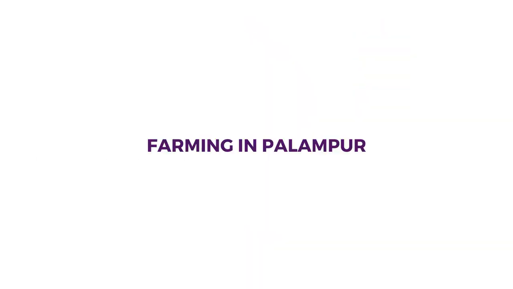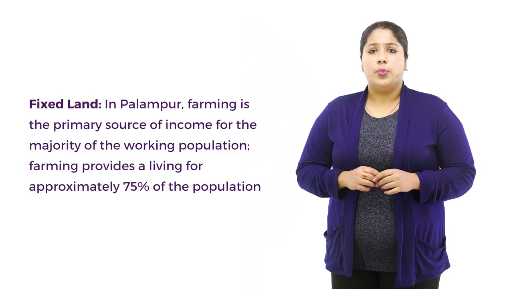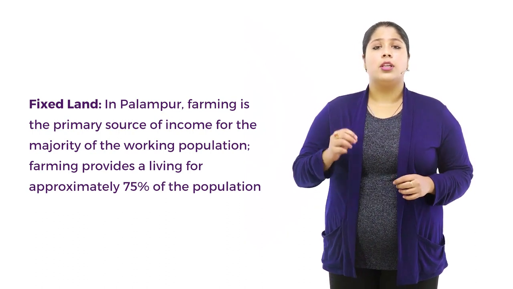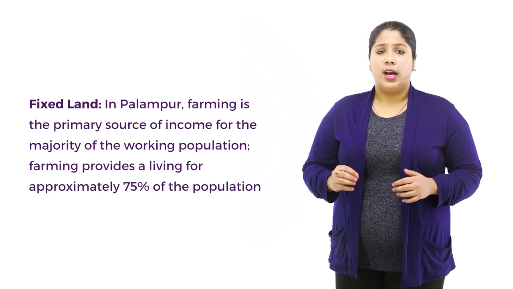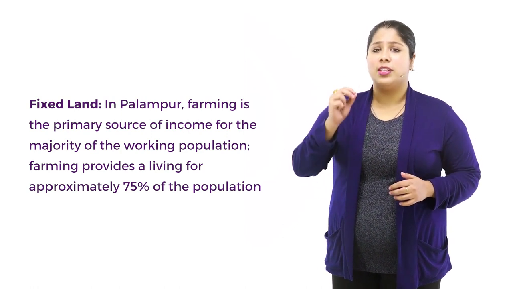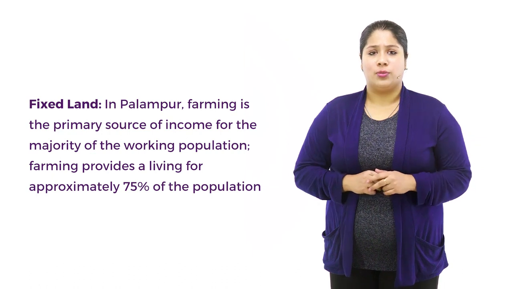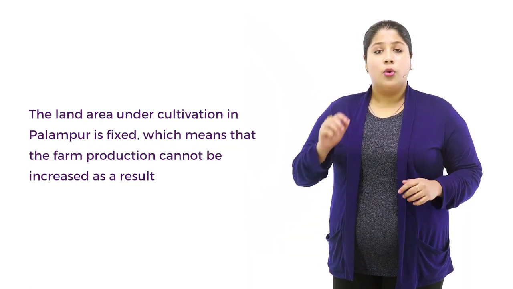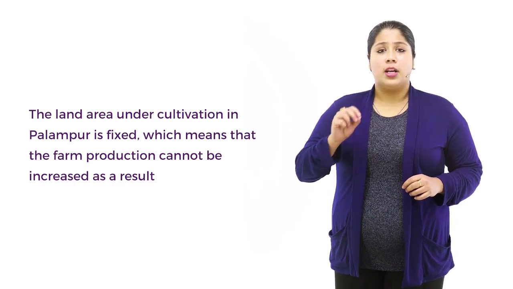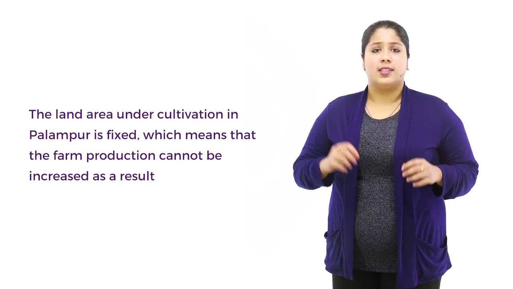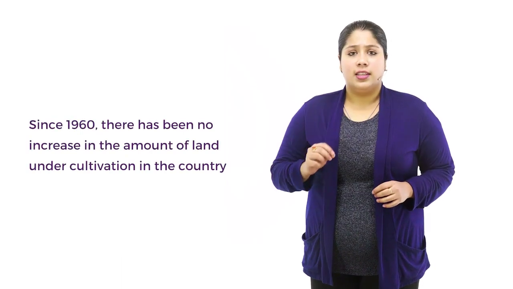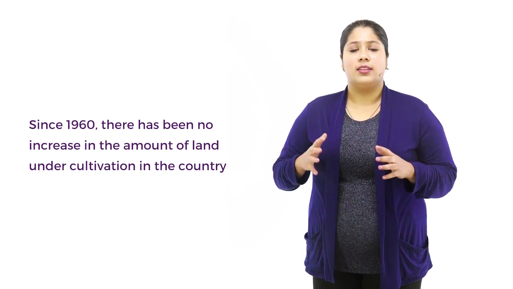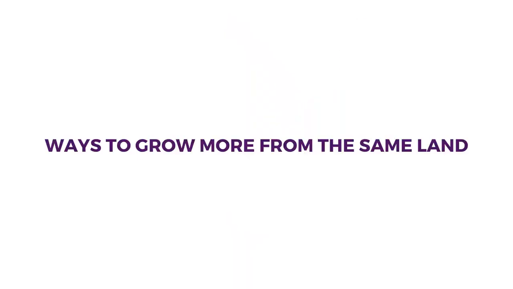Farming in Palampur. Fixed land. In Palampur, farming is the primary source of income for the majority of the working population. Farming provides a living for approximately 75% of the population. The land area under cultivation in Palampur is fixed, which means that the farm production cannot be increased as a result. Since 1960, there has been no increase in the amount of land under cultivation in the country.